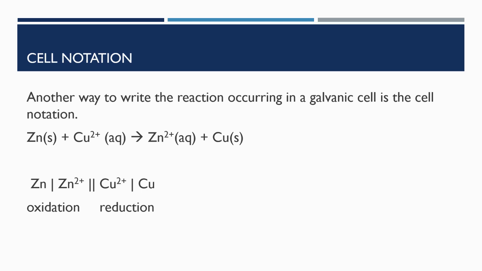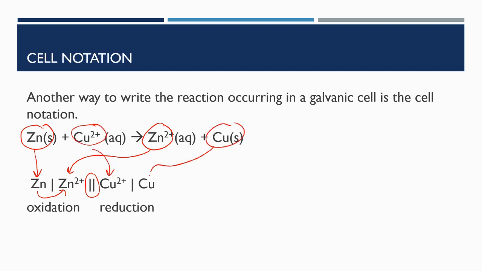Another way we could write the reaction occurring in a galvanic cell is what's called cell notation, where we take the two half reactions and we show how they're separated. So in this case, we have zinc becoming zinc ions, and this is the oxidation reaction. So we put the zinc metal and a line saying that the zinc becomes zinc 2 plus. Then we put a double line. This represents the salt bridge between the two half reactions. The other half reaction is copper 2 plus becoming copper metal. And so again, we use a line to separate this reaction where the copper 2 plus becomes copper.